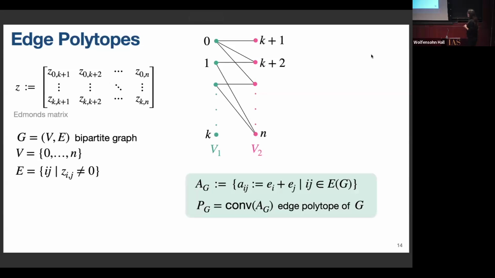Therefore, the set AG is given by the sums of e_i plus e_j, these are standard basis vectors, corresponding to e_ij being an edge in this graph. And then we define PG to be the convex hull of AG, this is the edge polytope of G. And so if you think about it, this is nothing but precisely the convex hull of the matrix A that we had before. So this is just a different way of associating a bipartite graph to the polytope that we need to describe this principal A-determinant.